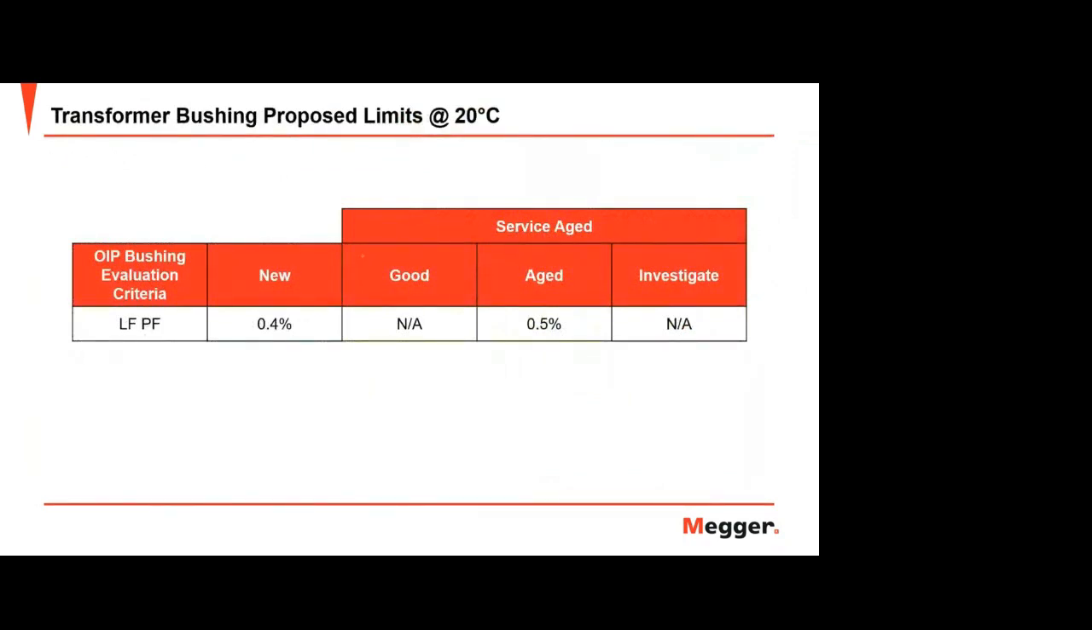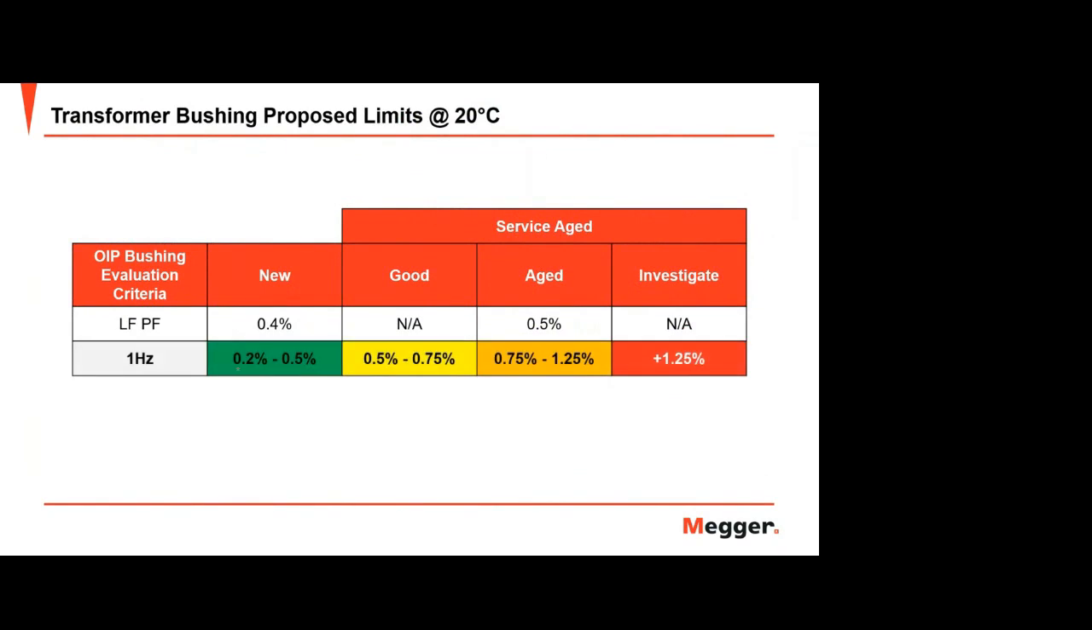So for bushings, the proposed limit is 0.2 to 0.5 for a new bushing at the 1 hertz value. Okay. 0.5 to 0.75 for a good one. 0.75 to 1.25 for an aged one, and if it is more than 1.25%, you need to investigate, like the case study that I've shown you.